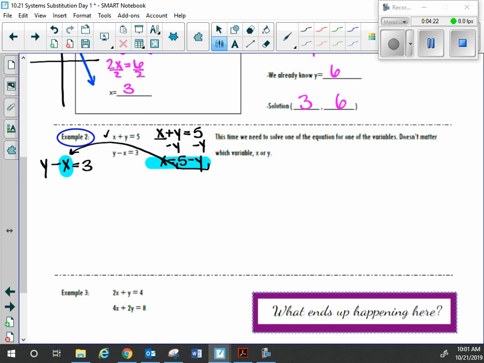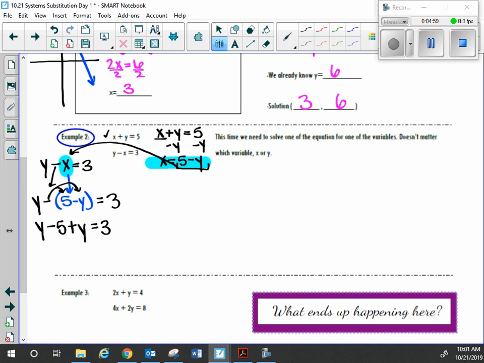So instead of x, it is now 5 minus y, but nothing else in that equation changes, including that subtraction, because that's going to change a lot of things. Because what do I do with that subtraction? Distribute it. So y minus 5 plus y equals 3.